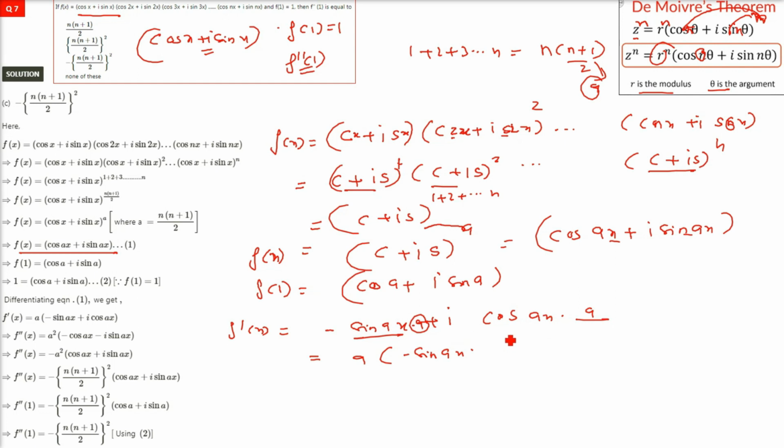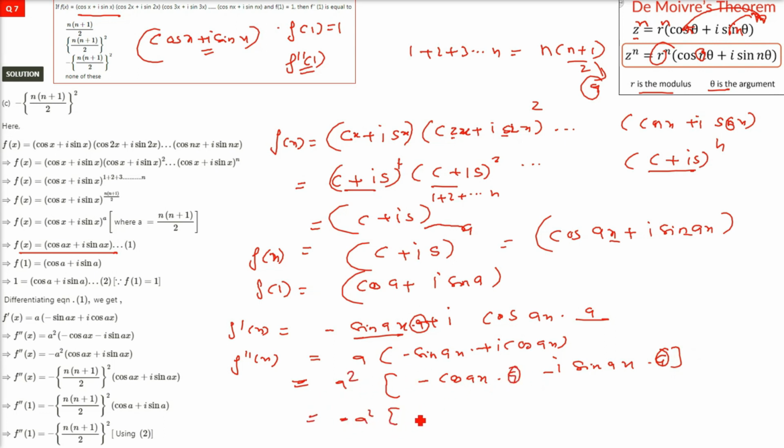In f''(x), you will get one more differentiation. Here sin ax will become cos ax with a negative sign, cos ax will become minus sin ax, and then again a will come. i will be there. So we take a outside: minus a squared, cos ax plus i sin ax, and a, remember, is n(n plus 1)/2, nothing else. This is f''(x).